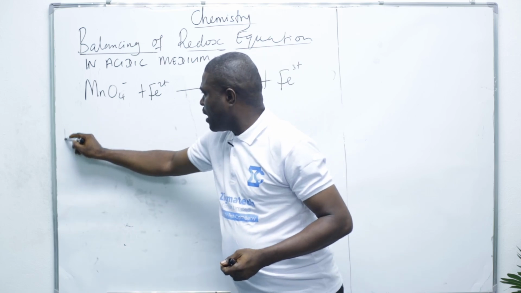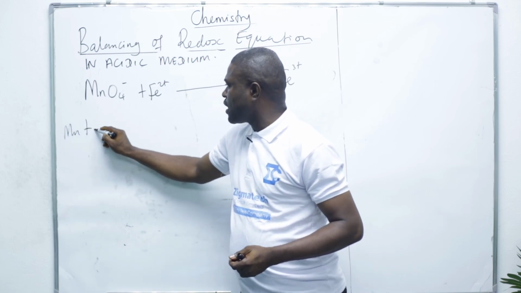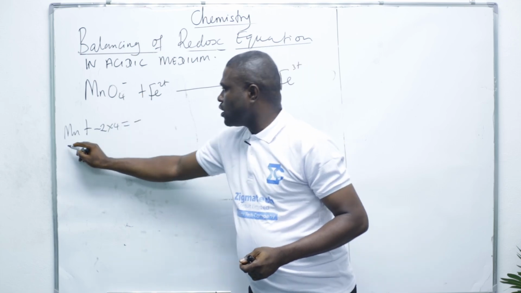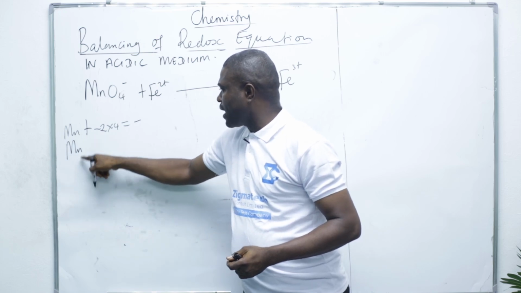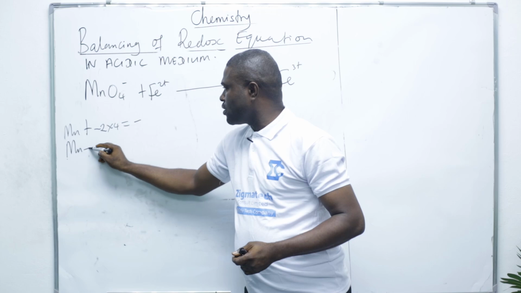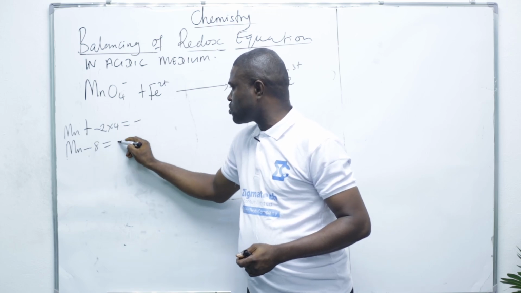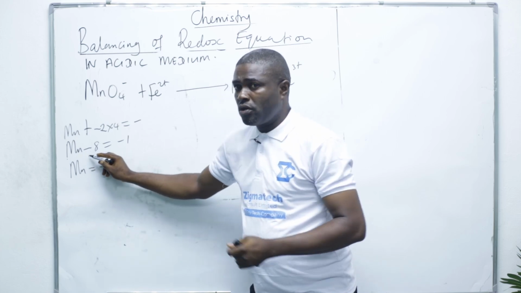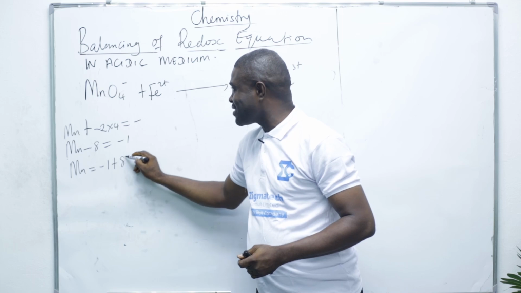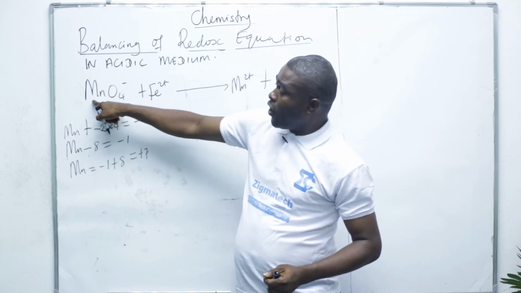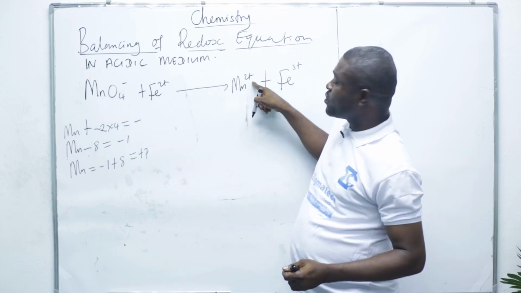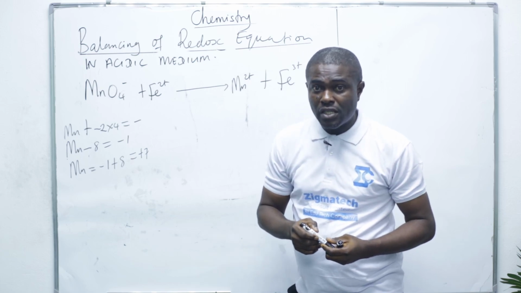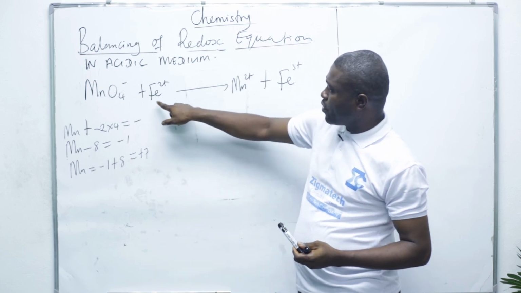Let's see. I'm looking for manganese plus oxygen, which gains 2 electrons, times the 4 here, all is equal to the charge. Then manganese plus minus 2 times 4, which is minus 8, is equal to minus 1. So what is Mn? Minus 1, minus 8, crossing the sign of equality becomes plus 8, so the answer is plus 7. So the oxidation number of manganese here is plus 7. Coming here, how many? Plus 2. What happened? Decrease in oxidation number. That means that is reduction.